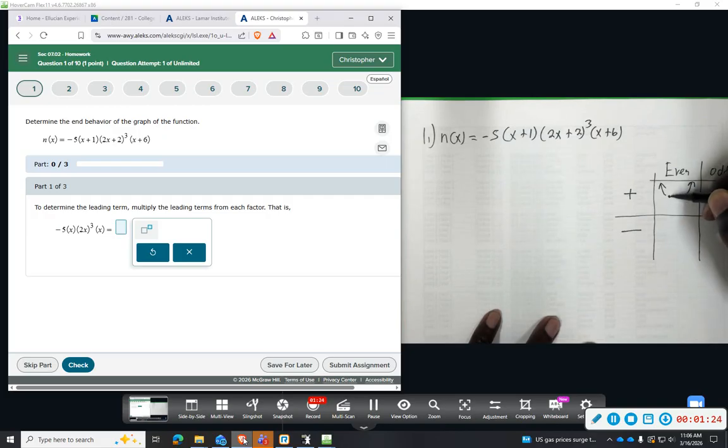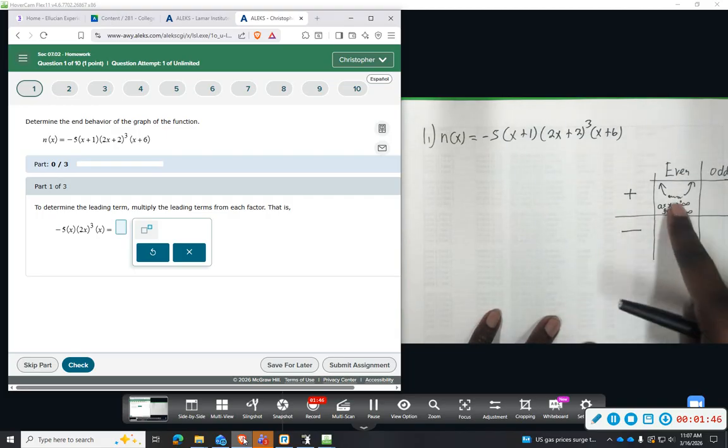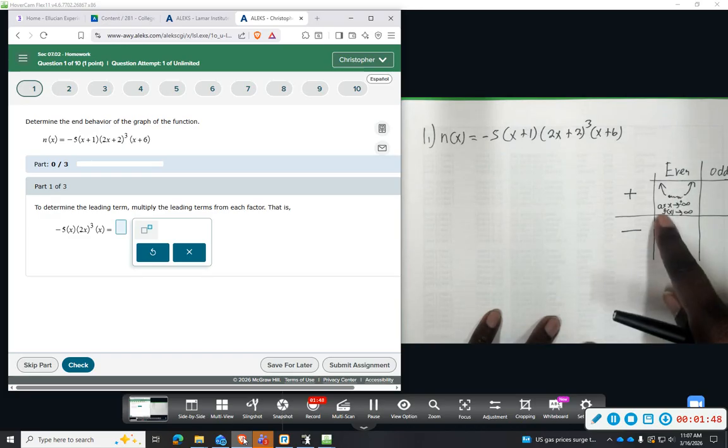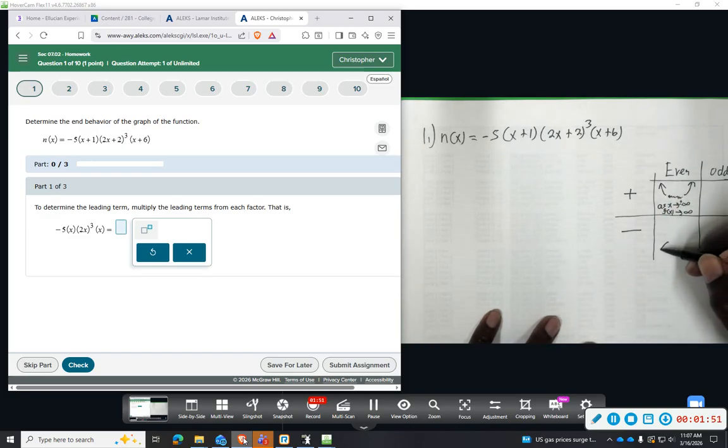So we don't really care about what's going on in the middle. We're just talking about the end. So we say as x goes toward positive or negative infinity, f of x, which is the y value, goes, it's like an arrow toward positive infinity. So even, positive, they both go the same direction. Same, even and negative, they both want to go down to negative infinity, both endpoints.